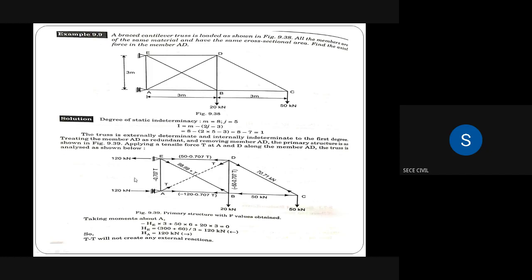First, we have to assume this as HA and this one as HE, then only we'll calculate the value 120. You see this step: taking moment about point A. Because of HE, we are considering HE in the left-hand direction. If there is a force towards the left side, what kind of movement will come here because of this HE? Anti-clockwise movement.